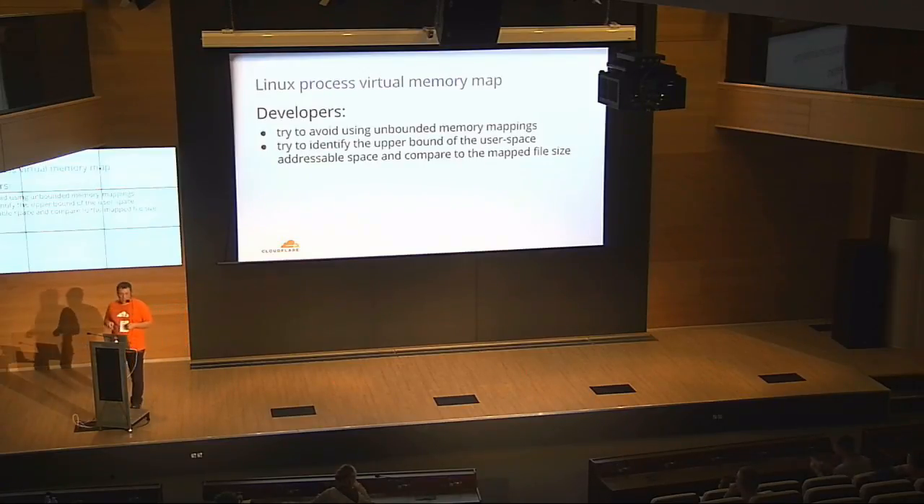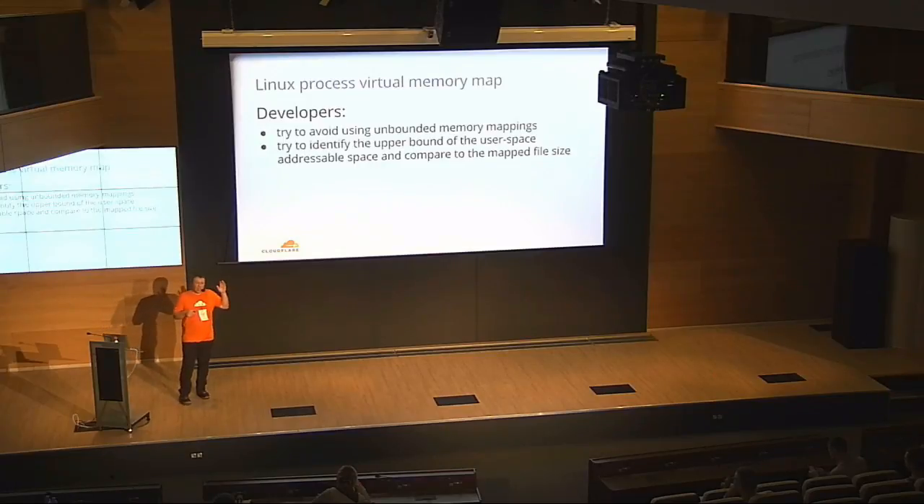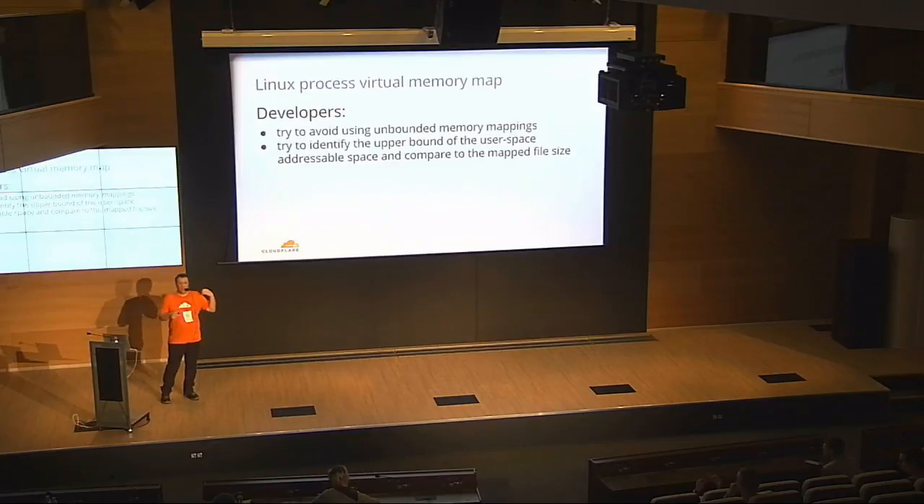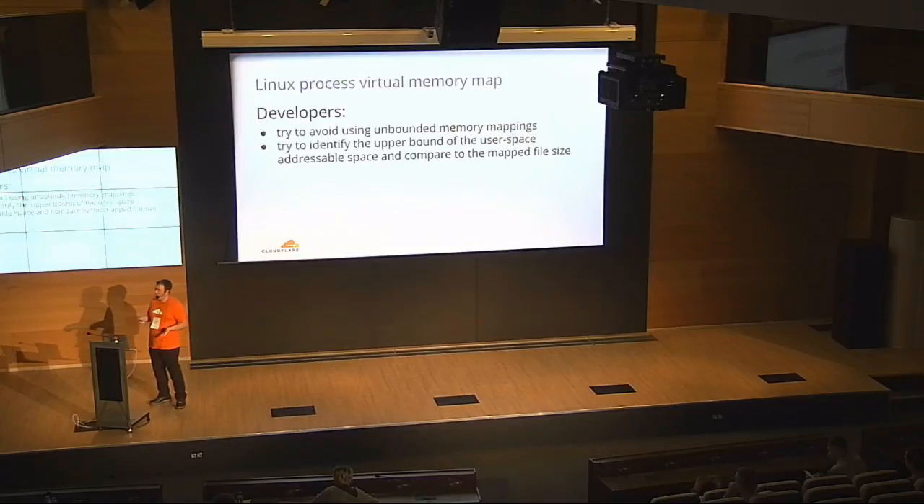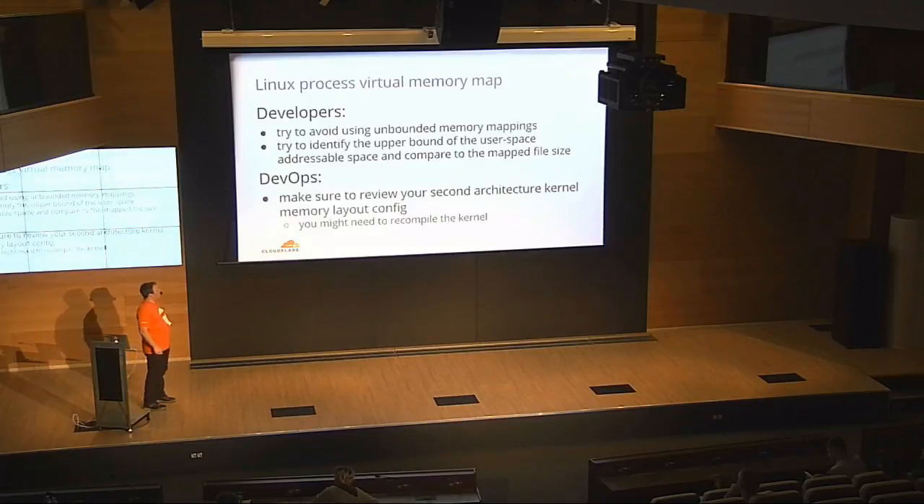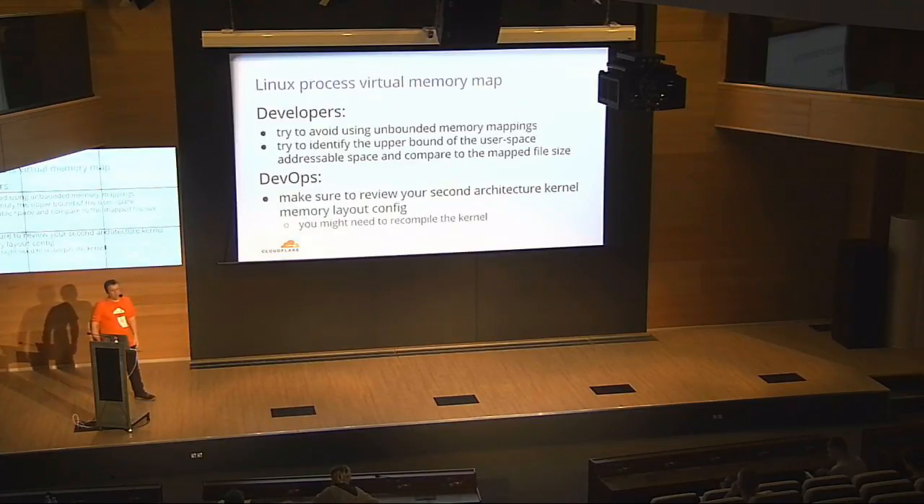But if you're a good developer, try to check what is the upper bound of user space addressable space. I'm not aware of any portable way to do that, but on Linux you can. So your software can check the upper addressable space, and if you're trying to mmap a file bigger than that, you can at least provide a meaningful error message explaining why it doesn't work. For DevOps, make sure you review your secondary CPU architecture memory layout. And you might need to recompile the kernel for that, which we actually did.